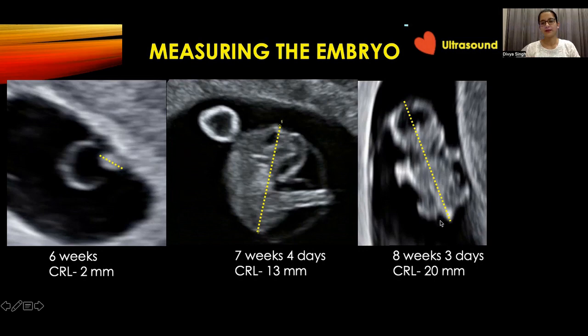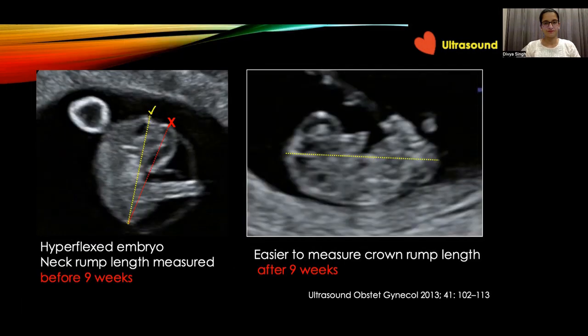Now, this is a coronal section of the embryo, and what I'm trying to show here is again the normal rhombencephalon, which should not be mistaken for any brain cyst or anything. This is something that you see normally in an embryo before 10 weeks of gestation.